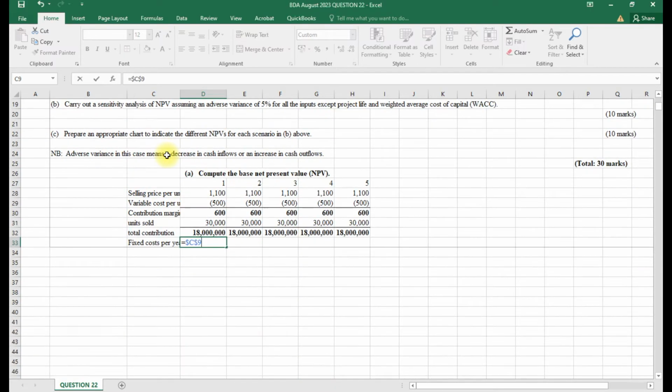I will lock that value and I will put it as a negative because it is a cost, and I will drag that way, and we'll get our after fixed cost is our net contribution or our cash flow. Net cash flow.